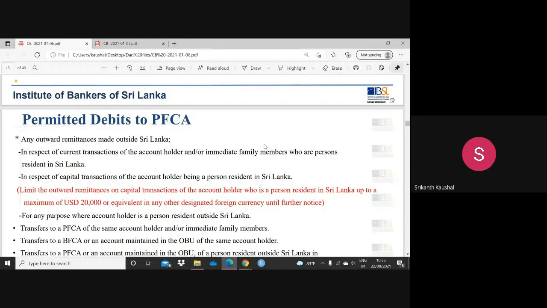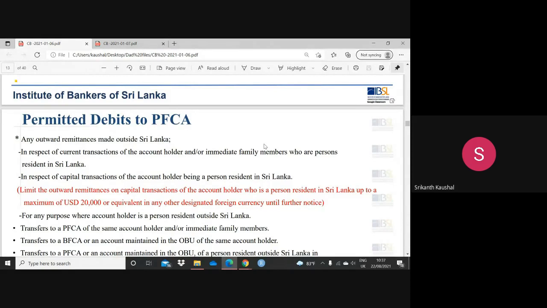So earlier, capital transaction didn't have any limit. With this foreign exchange curtailment, central bank has reduced recently, up to 20,000 you can remit. Up to only 20,000. Only 20,000. Not every year. Just until further notice, only 20,000 US dollar equivalent. Then if the account holder, remember, if the account holder is a person resident outside Sri Lanka, he could do any fund transfer.